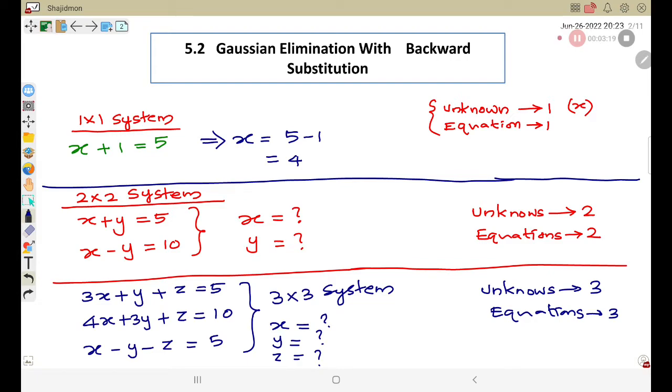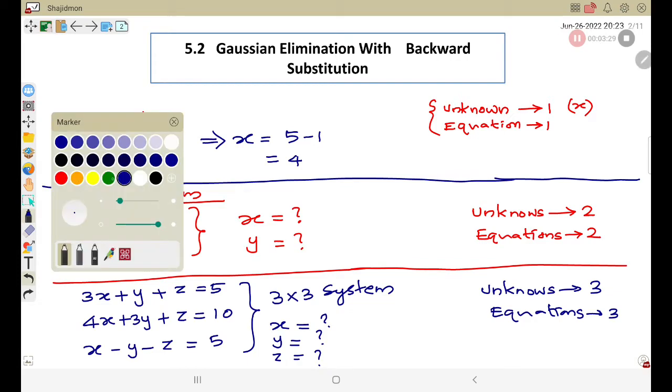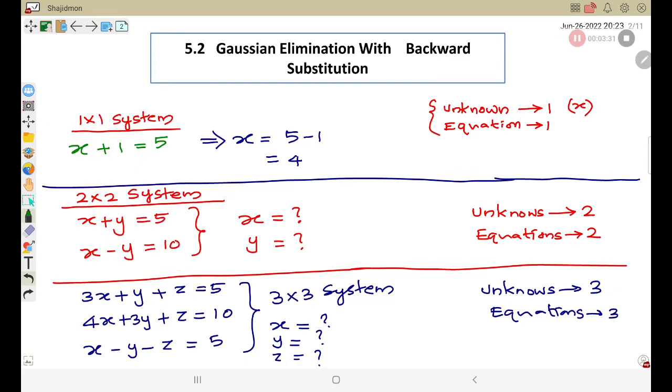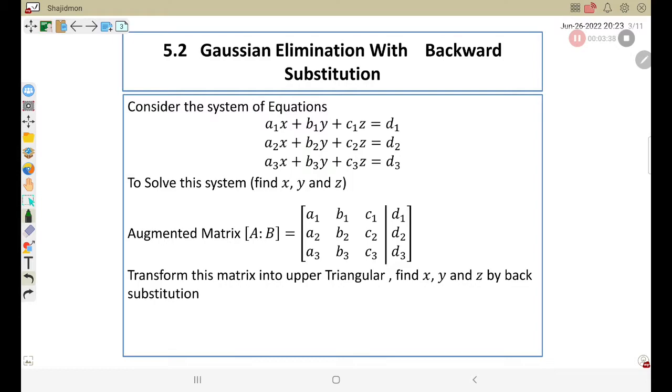The same goes for 4 by 4, 5 by 5, any system of equations. What we are discussing in this section 5.2 is how to find the solution of that system of equations by using Gaussian elimination with backward substitution. So what is the idea? How can we find the solution?